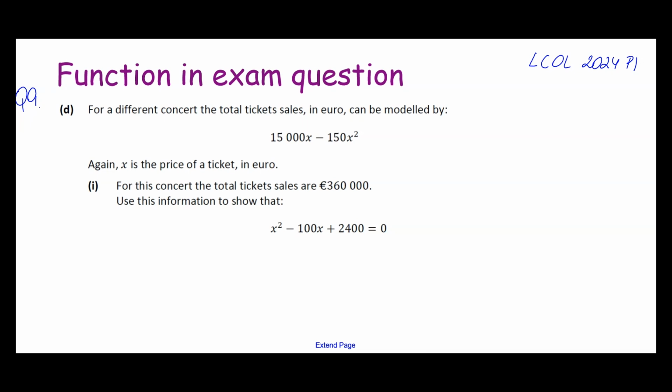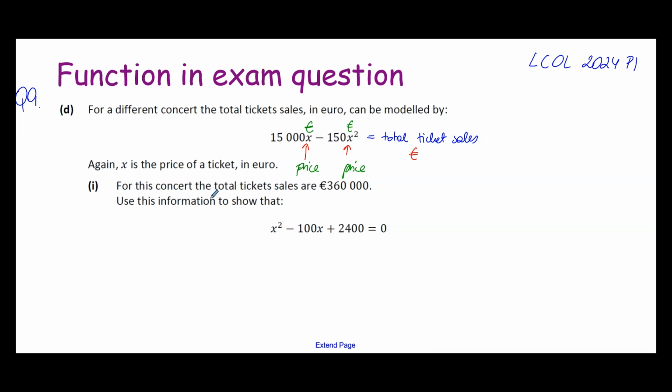Let's have a look at a different example of a function in your exam question. For a different concert, the total ticket sales in euro can be modeled by the given function. So what will that give me? Total ticket sales. How are sales expressed in euro? So here I'm going to have euro. What about x? What is that? x is the price of a ticket in euro. So that means that one here is my price, and that as well will be expressed in euro.